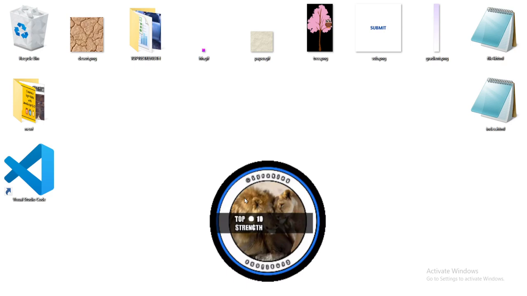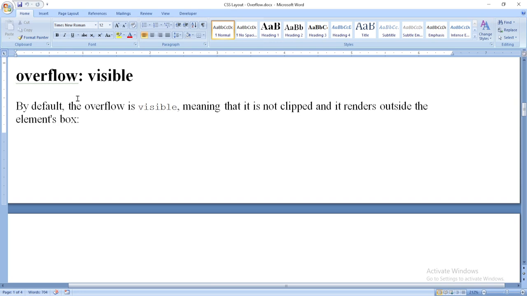Welcome back everyone. Quickly, let's continue our discussion on CSS Overflow. And right now we'll be discussing overflow along with the value of visible. By default, the overflow is visible, meaning that it is not clipped and it renders outside the element's box.